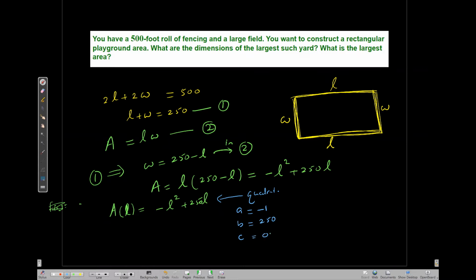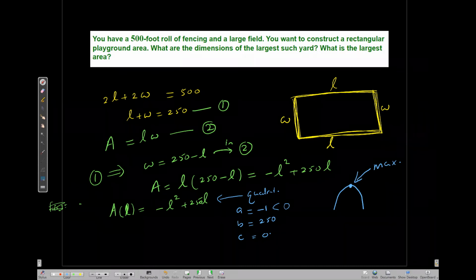Now, because this is a quadratic function, and look at this, a is negative, because of that, it opens downward. Because it opens downward, you have a maximum point. If it opens upward, you have a minimum point. But in this case, you have a maximum point, and it nicely makes sense. The question asks you the largest possible area.